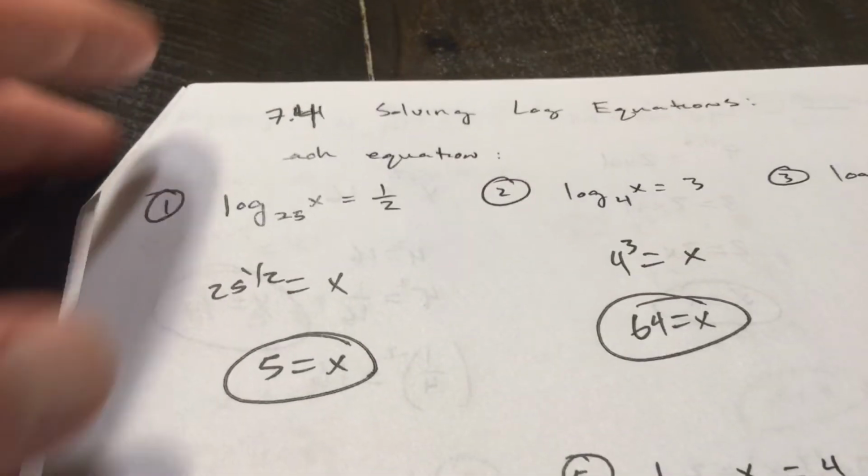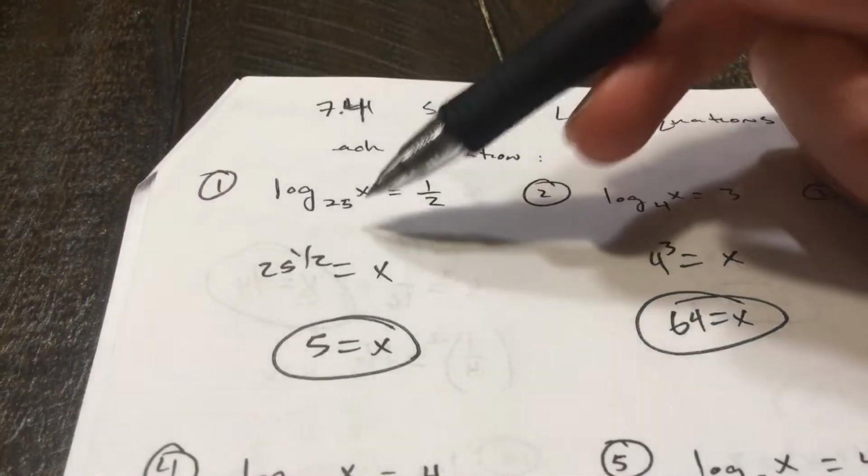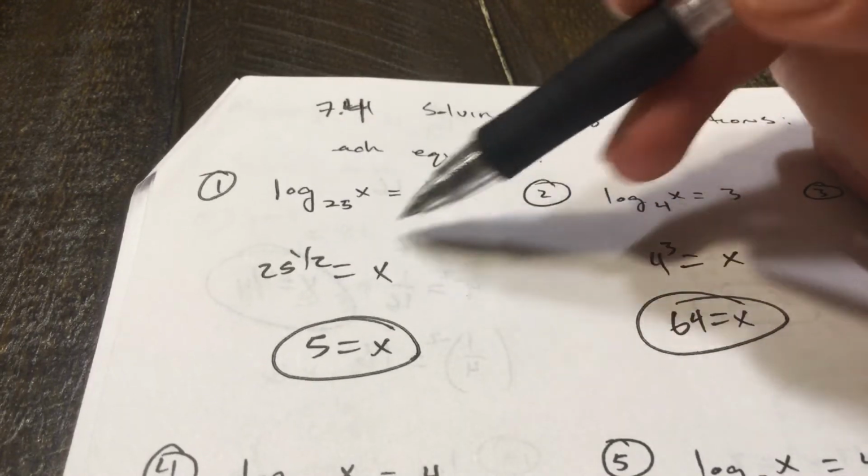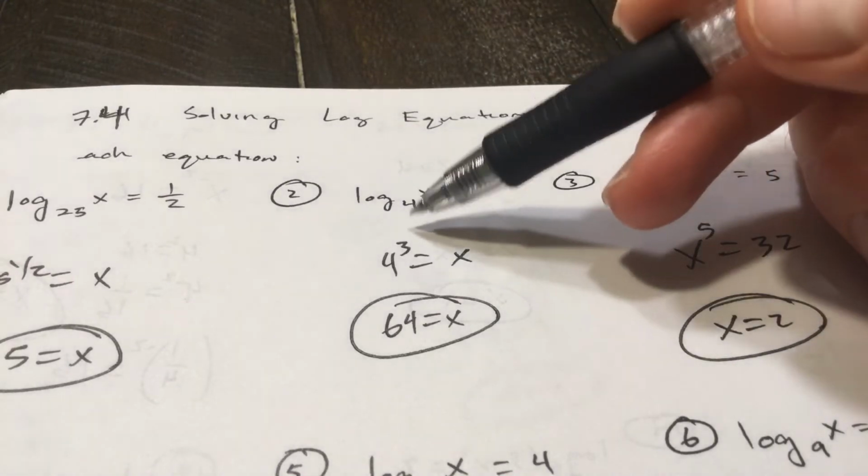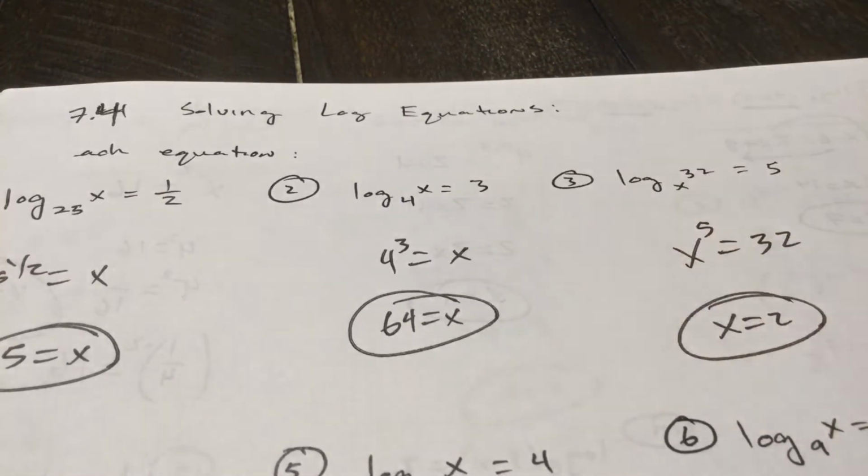All right, next page here, 7.4, solving log equations. We should have done these in Honors Algebra 2 and Algebra 2, I believe. So write them out as exponentials. 25 to the 1/2 is x. X is 5. Just write what they say, exponential form. 4 to the 3rd is x. X is 64.